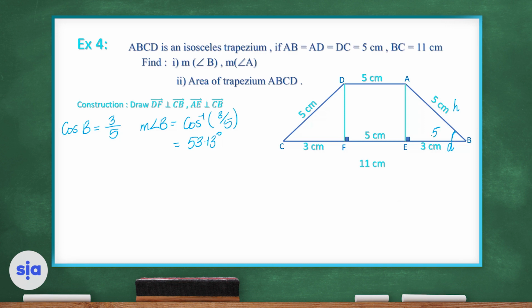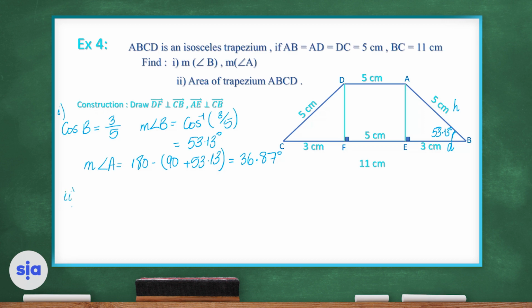So here angle B is 53.13 degrees. To find the measure of angle A, you can do the same way, or to make it easier, you can say that angle A equals 180 minus the sum of 90 and 53.13, as you know that the sum of measures of angles in any triangle is 180 degrees. So angle A is equal to 36.87 degrees. This is the answer of part I in this question.